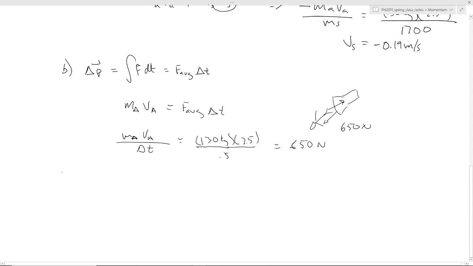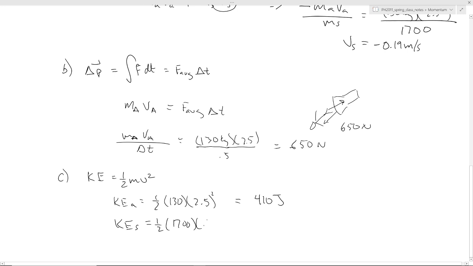And then the last bit, what's the kinetic energy of each? And this is kind of interesting. So we recall kinetic energy is 1/2 mv squared. So the kinetic energy of the astronaut is 1/2 his mass times his velocity squared. So 130, 2.5 squared. That's 410 joules. Whereas the kinetic energy of the spaceship is 1/2 times its mass, which was much bigger, times the velocity of the spaceship squared. Crunch that through, and we find that it's 75 joules.